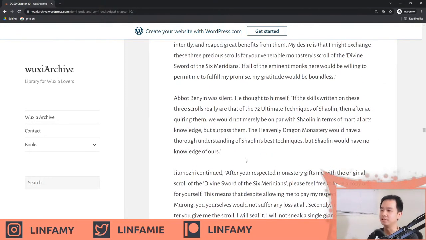Abbot Bunyin was silent. He thought to himself, if the skills written on these 3 scrolls really are that of the 72 ultimate techniques of Shaolin, then after acquiring them, we would not merely be on par with Shaolin in terms of martial arts knowledge, but surpass them. The Heavenly Dragon Monastery would have a thorough understanding of Shaolin's best techniques, but Shaolin would have no knowledge of ours.